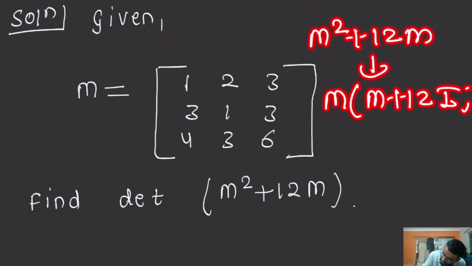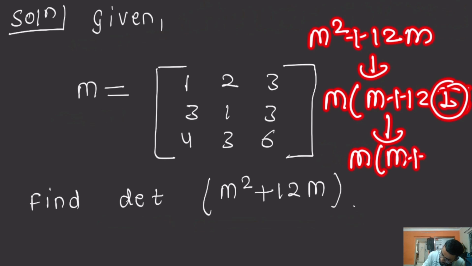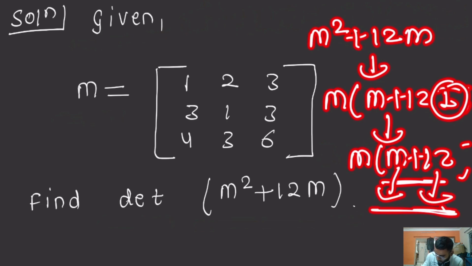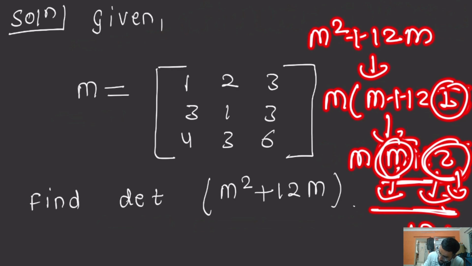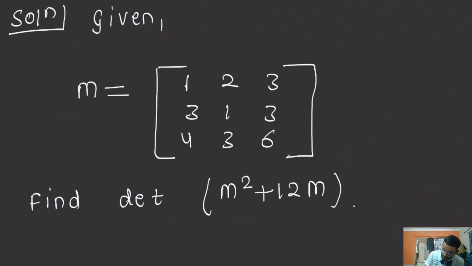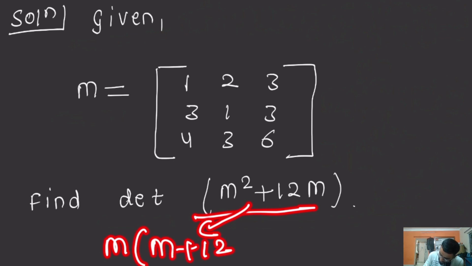This is a very important part, and we can't write this as M into (M plus 12). Why? Because we can't add a matrix with a scalar quantity. For addition with this matrix, this 12 will also be converted into a matrix, hence we use 12 into I for converting this 12 into a matrix. This is a standard procedure. So this can be factorized as M into (M plus 12 into I), where the size of I is the same as that of M.